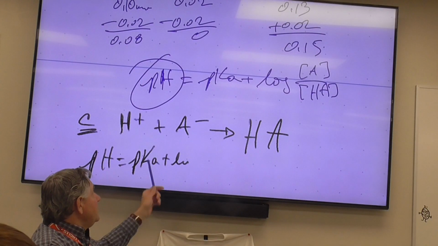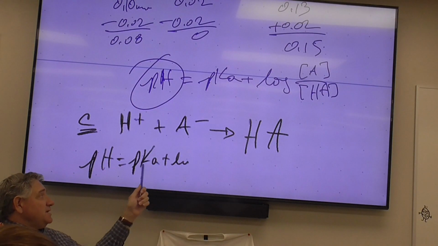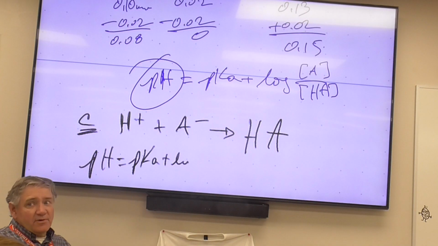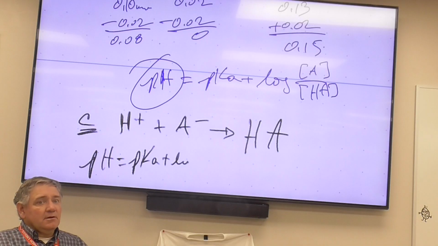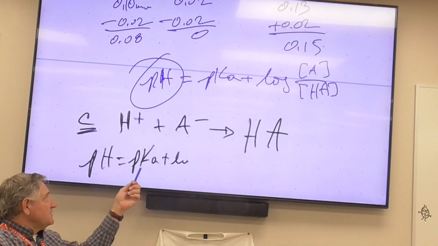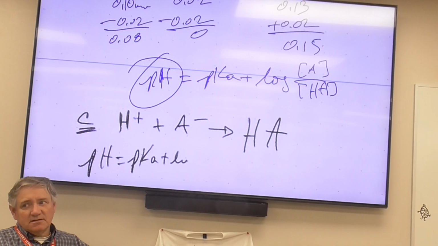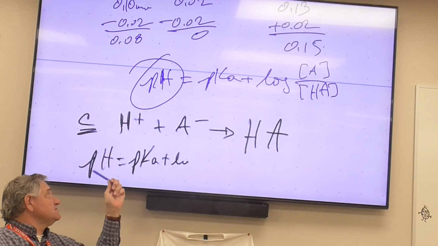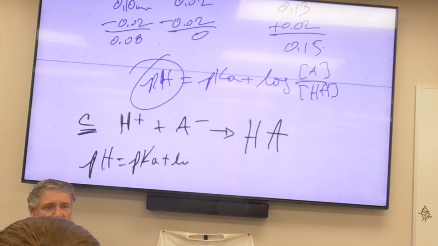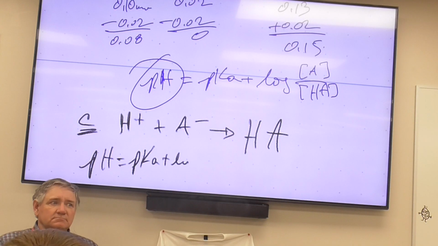What do you want to pick? Do you want to pick one that has a pKa close to 3.5 or one that's far away? Close. You want to pick the one that's closest. So all you have to do is go through and take the negative log of those acids. Pick the one that's closest to 3.5. That's all you have to do. Okay? That's it. Do not make that complicated.